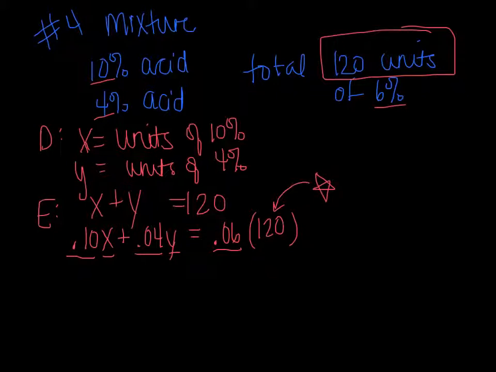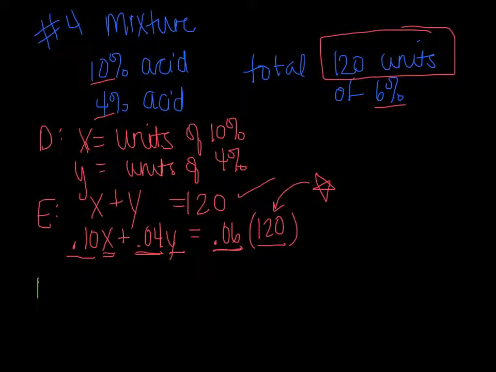This is the most commonly forgotten part of this equation: when I have an equation, I have to make sure I have the same units all the way across. So equation 1 is easy because it's just in the units. The number of units of X plus the number of units of Y equals 120 units. But the second equation is 10% battery solution of the number of units, of means multiply, plus 4% of the number of units of the 4%, gives me 6% of the total units that I want to end up making. Now I have 2 equations, 2 unknowns.